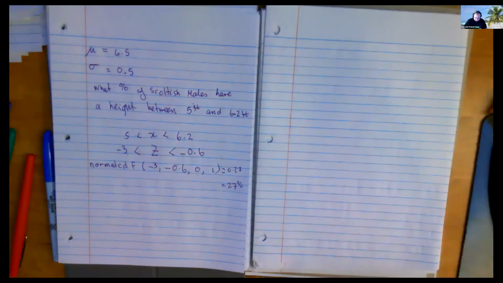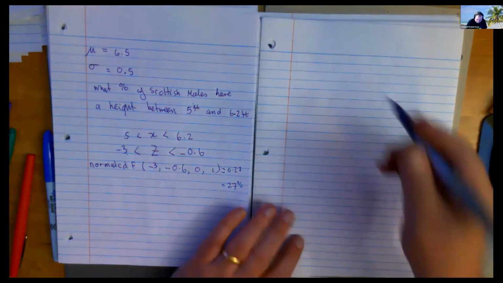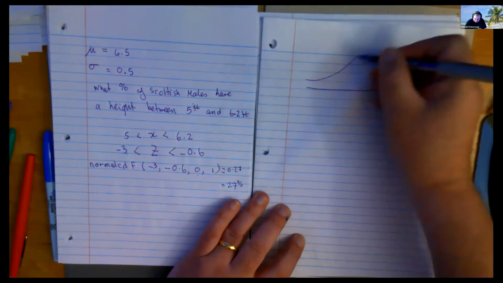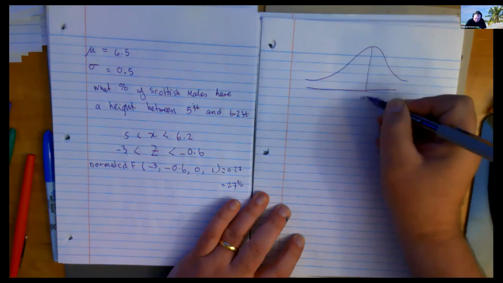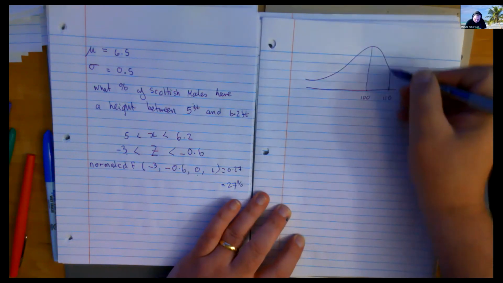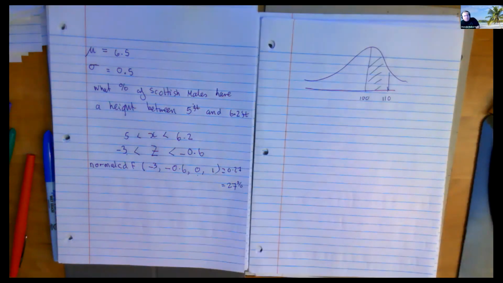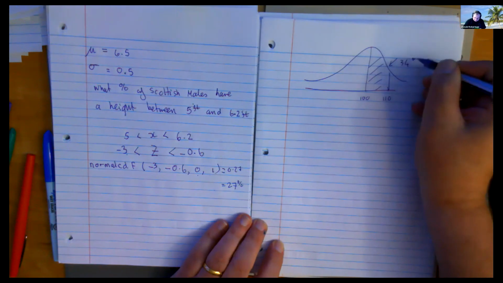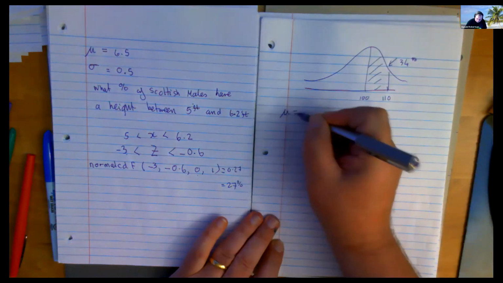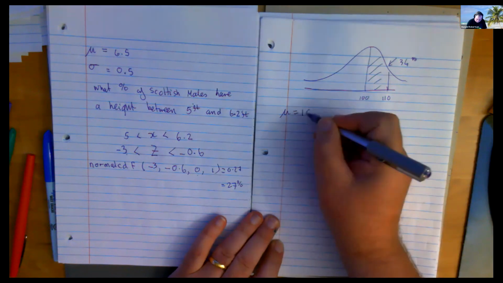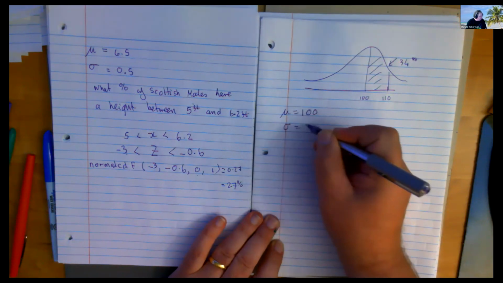Come on, behave. My computer seems to be getting slower and slower for some reason. Here we go. I'm going to go to my favorite distribution, my IQ test again. We already know that answer. Isn't that answer 34%? Okay. Now that's a mean of 100 and a standard deviation of 10, right?